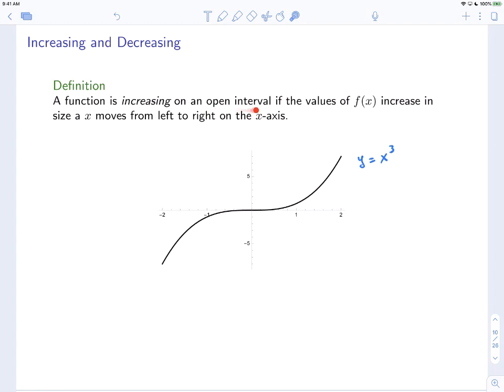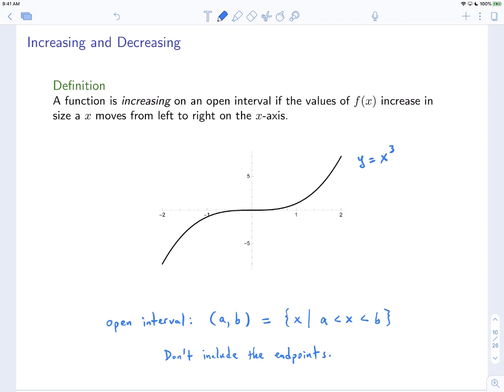So remember what an open interval is. An open interval is something that doesn't include the endpoints. So an open interval is something of the form (a, b), where we don't include the endpoints. So this is the set in set builder notation: x such that a is strictly less than x, strictly less than b. So we don't include the endpoints. So we can talk about a function being increasing on an interval of this kind, an open interval.